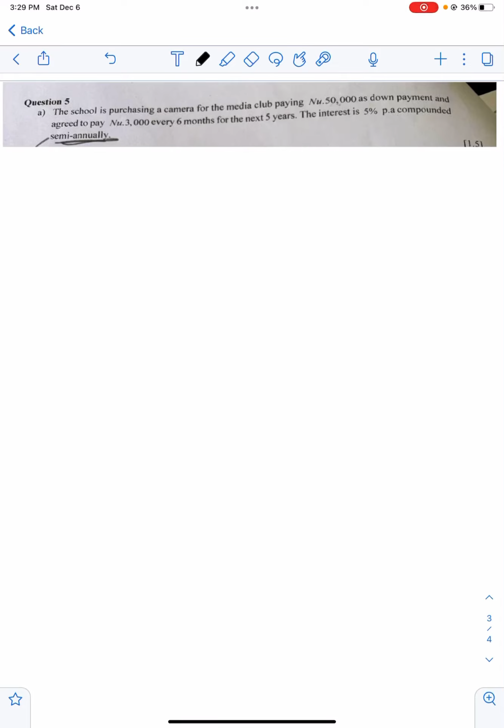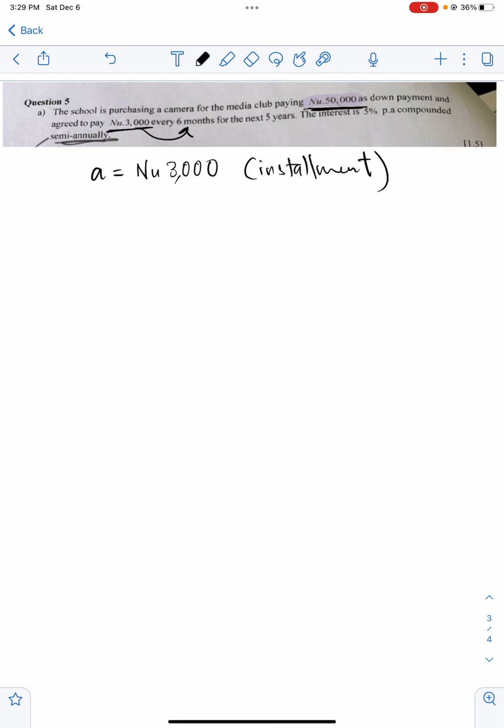In this question, it says the school is purchasing a camera for the media club, paying Niltram 50,000 as down payment. Okay, so already 50,000 has been paid and agreed to pay 3,000 every 6 months. So 3,000 is paid periodically, which means small a, which represents installment, is Niltram 3,000.